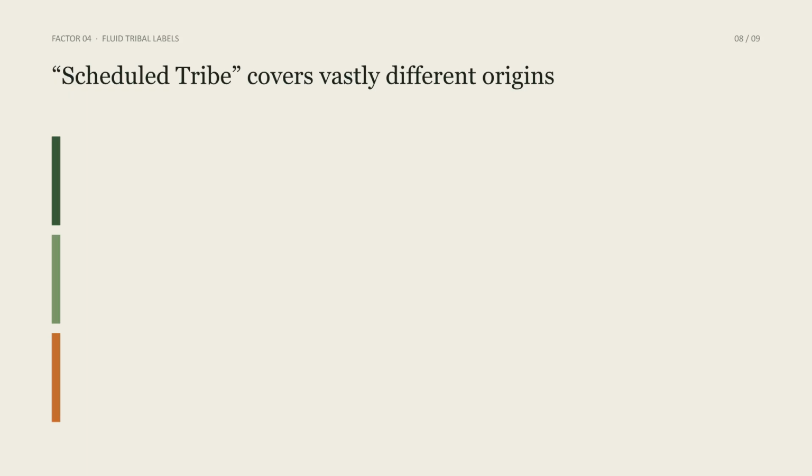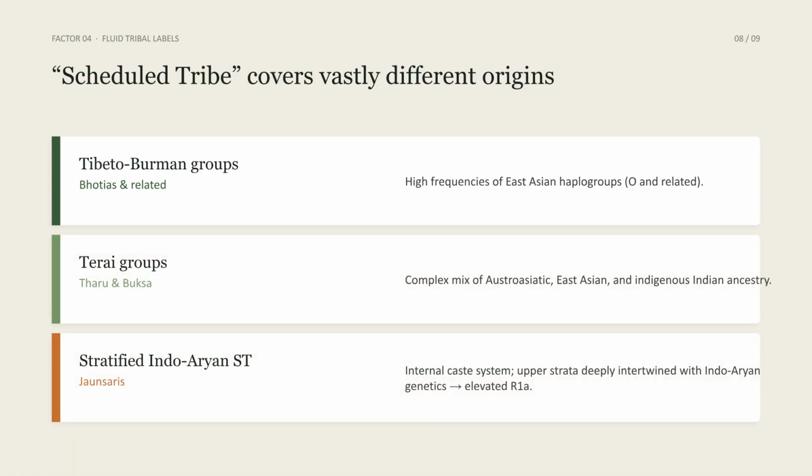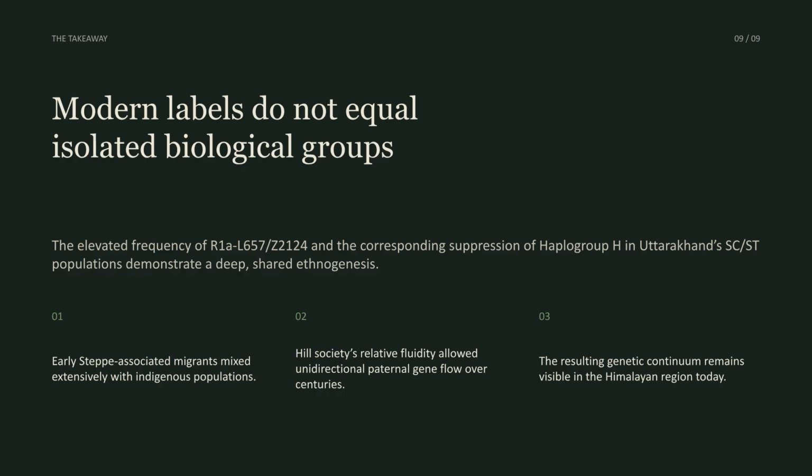Finally, the label Scheduled Tribe covers diverse origins in this region, from Tibeto-Burman groups and Terai populations to stratified Indo-Aryan groups like the Jaunsaris, who carry higher frequencies of R1a. The takeaway is that modern social labels do not equate to isolated biological groups. The patterns we see today are the result of a deep, shared history of migration, interaction, and gene flow across the Himalayan region.